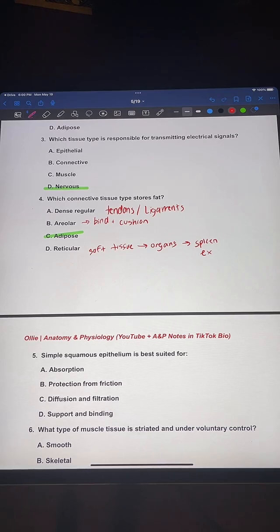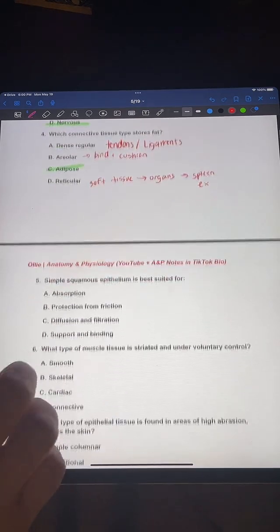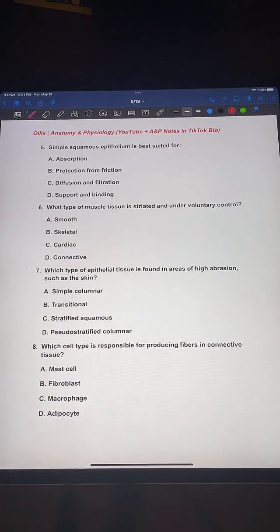Number 5. Simple squamous epithelium is best suited for what?